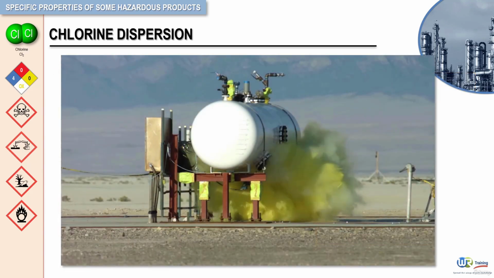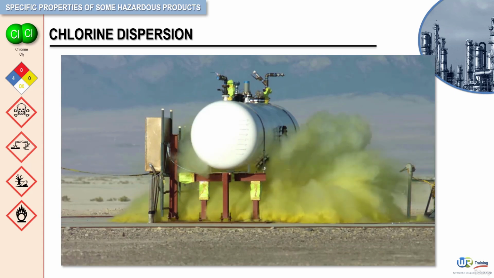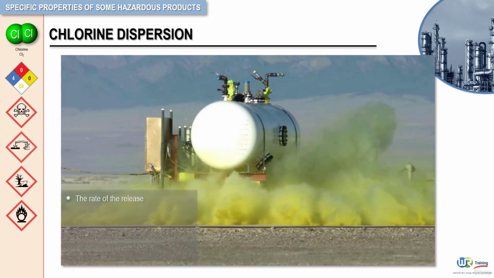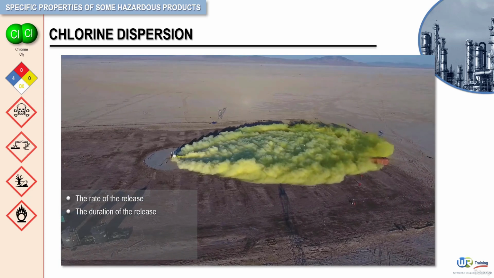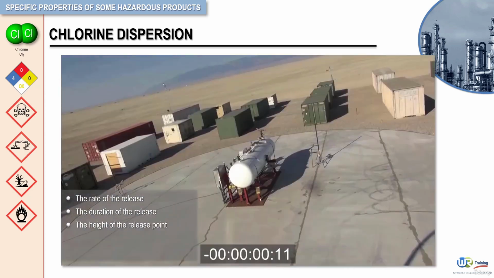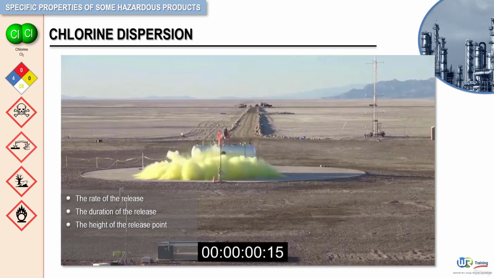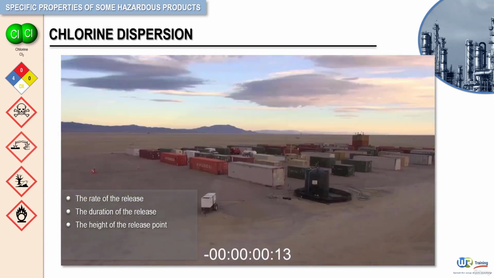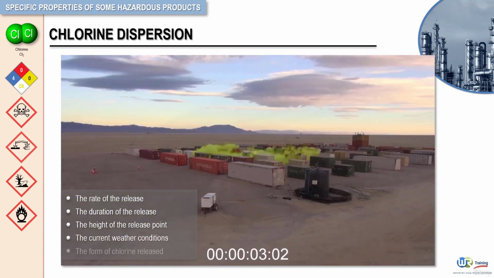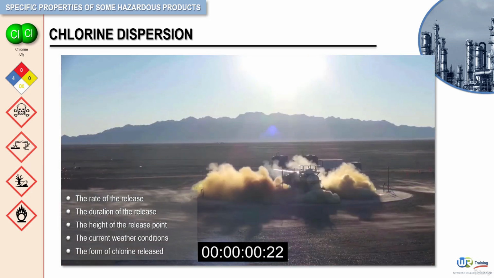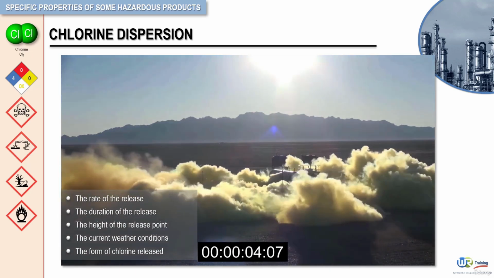Now, as shown on screen, the area affected by a chlorine release and the duration of the exposure are dependent upon several factors. These are the rate of the release, the duration of the release, the height of the release point (remember, chlorine is heavier than air and will settle into low areas), the current weather conditions, and the form of chlorine released, as liquid chlorine will increase in volume by 460 times as it becomes a gas. These combined factors are difficult to evaluate in an emergency situation. Chlorine concentrations downwind can vary from barely detectable traces to lethal levels.